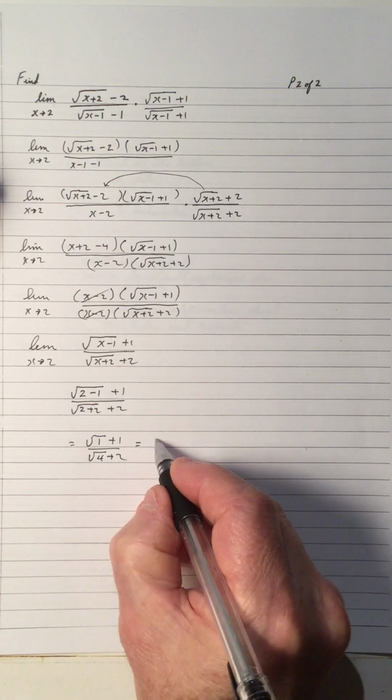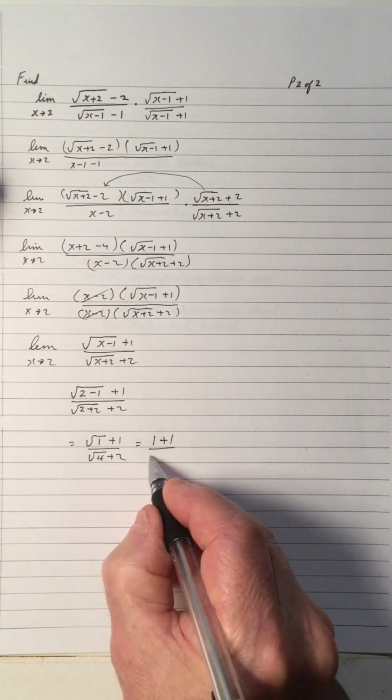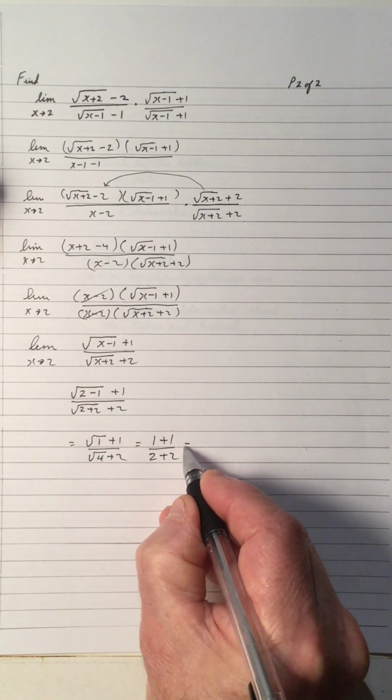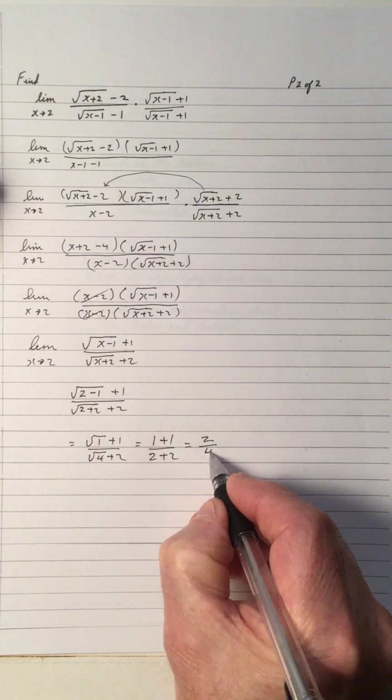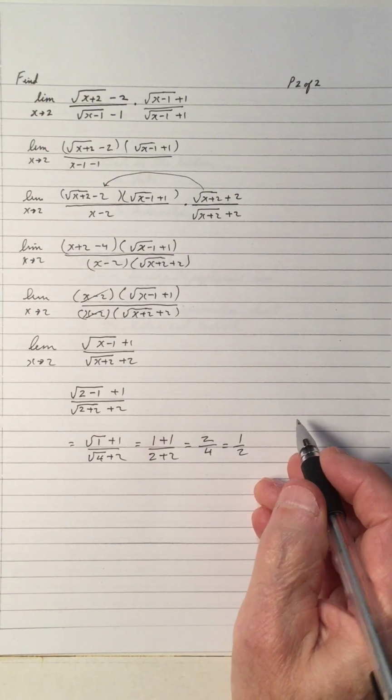And I'll just go sideways now. So the square root of 1 is 1, plus 1. The square root of 4 is 2, plus 2. So that's 2 over 4, which is 1/2.